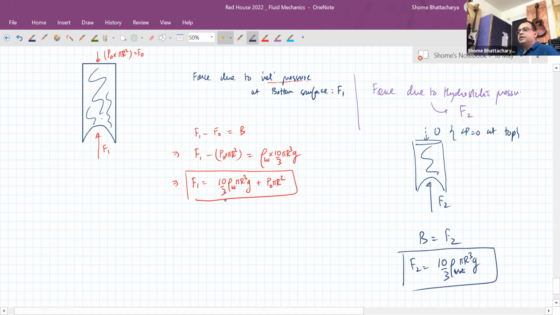So this is the force due to net pressure. This is the force due to hydrostatic pressure. Hope you're understanding this point, okay? Because this upper surface is above water, so it doesn't experience any force due to hydrostatic pressure.